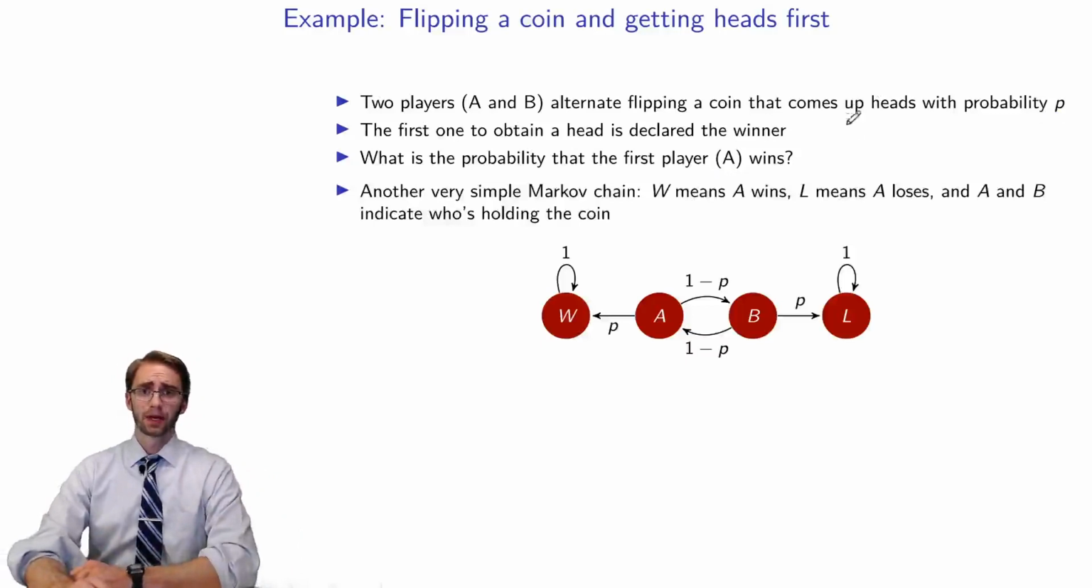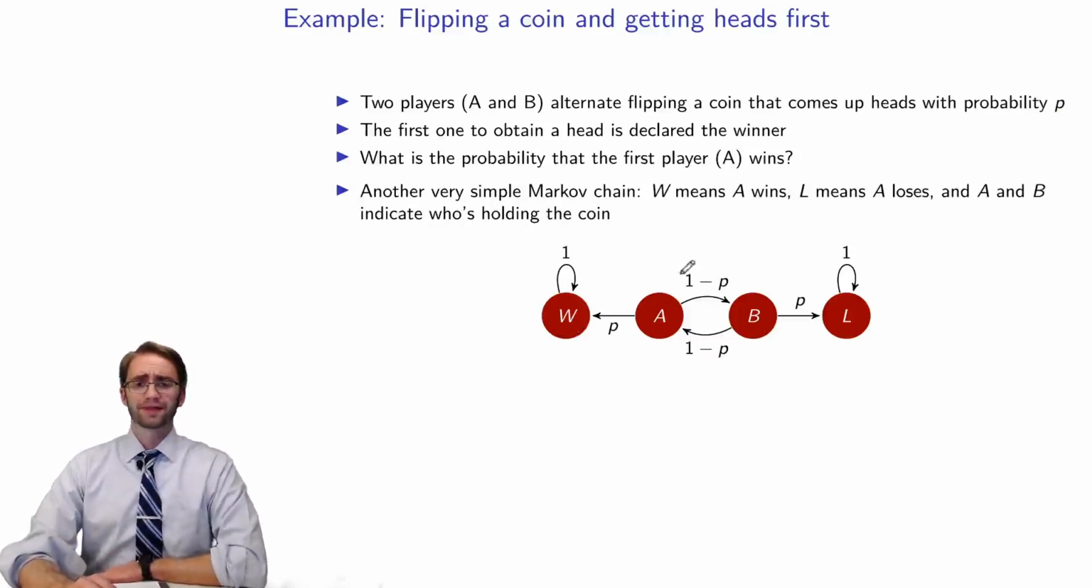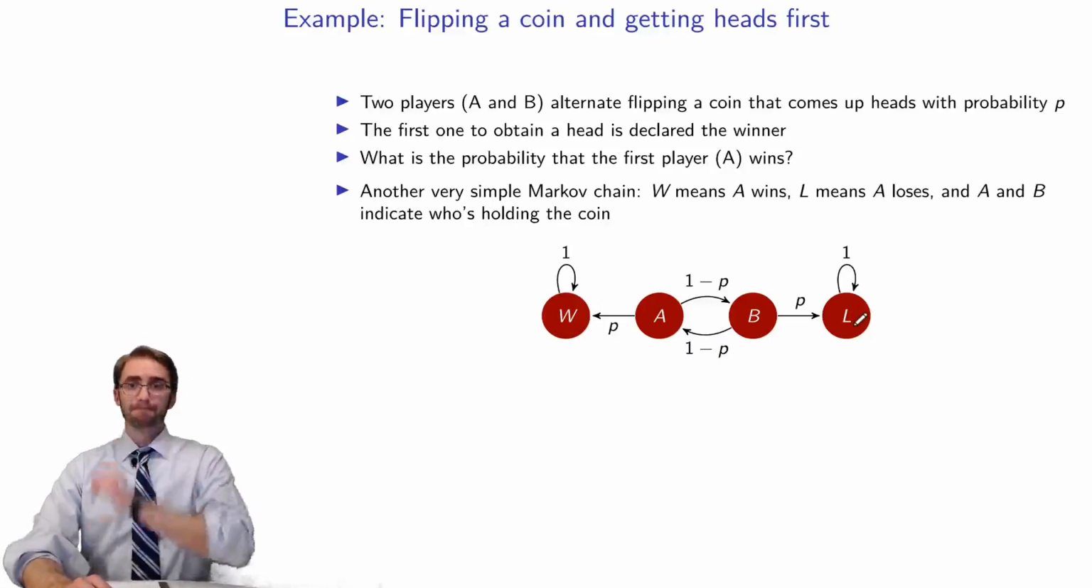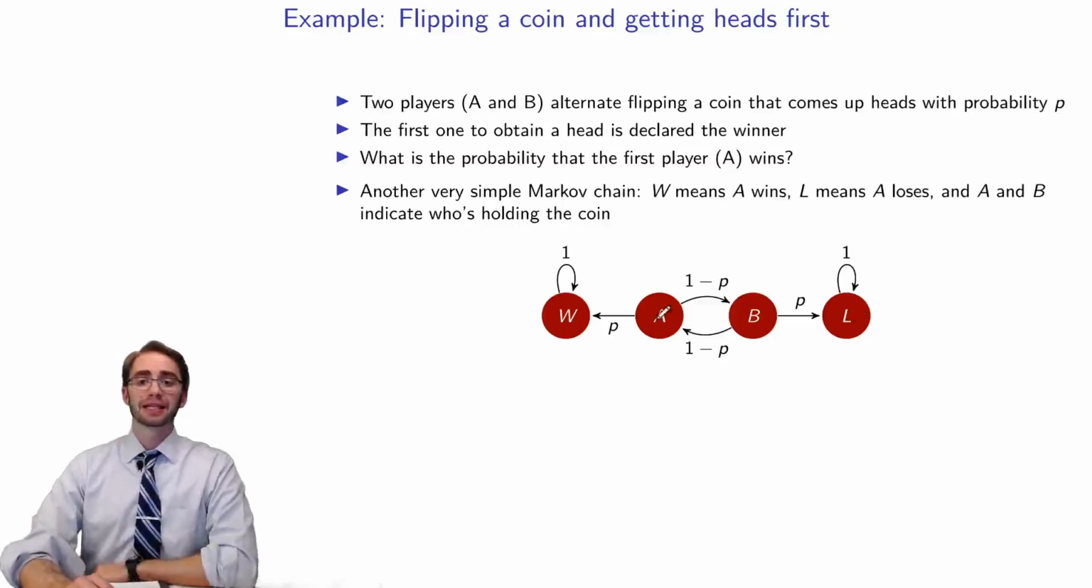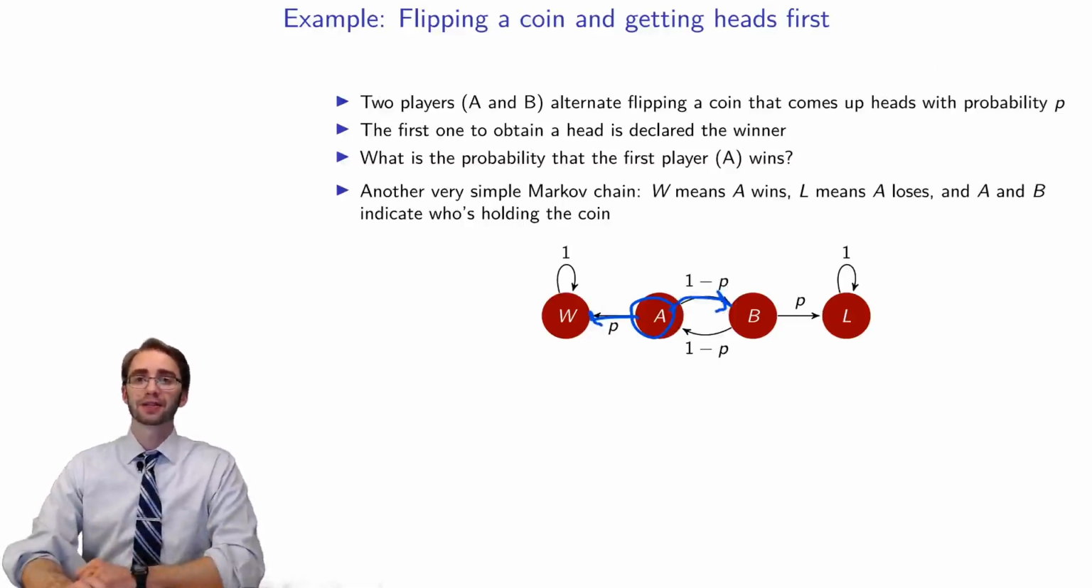It's a very simple Markov chain, and we'll label it as follows. W means that A wins, L means that A loses, and then A and B just indicate who's holding the coin. So this state here means A has the coin. There's a probability P that A is going to win, and a probability 1 minus P that the coin gets handed off to B, who then takes their turn as well.